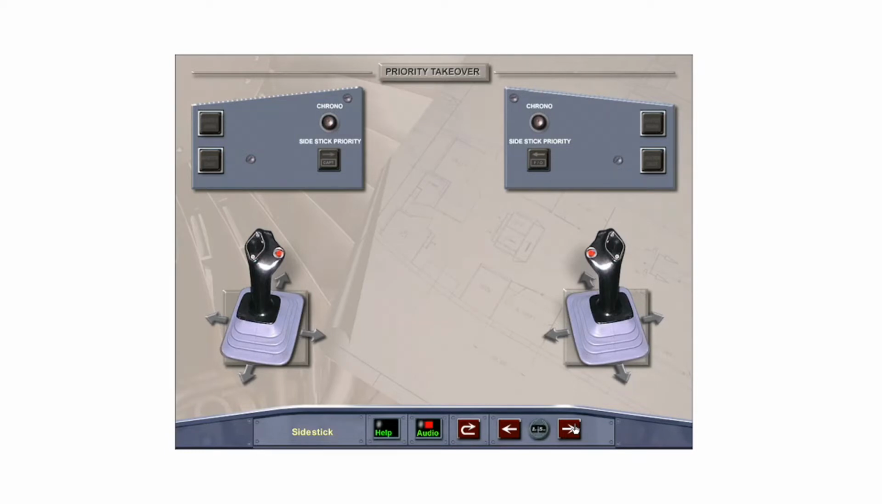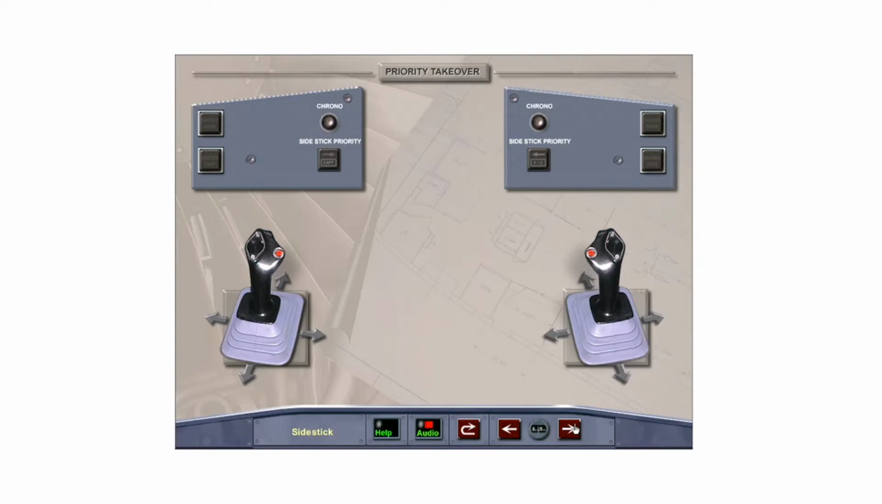A pilot can take full control and deactivate the other side stick by pressing and holding his priority takeover push button. If held for at least 40 seconds, the other side stick is latched out and the priority takeover push button can be released without losing priority. Each time a side stick priority is taken, an audio message, priority left or priority right, is heard.